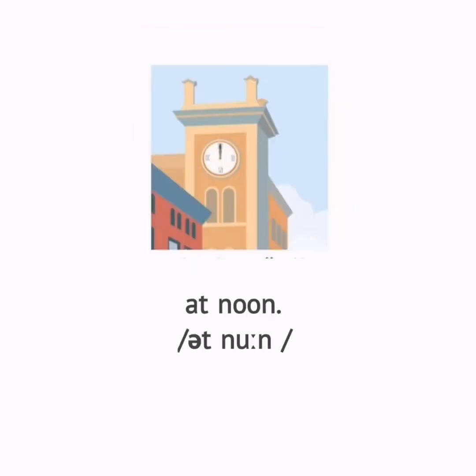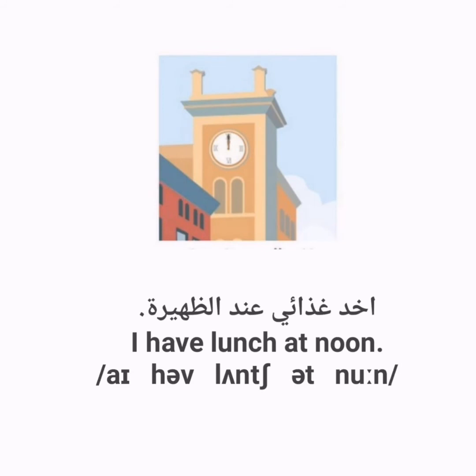For noon, we use the preposition at, and we say at noon, بمعنى عند الظهيرة. Repeat. As an example, we can say آخذ غدائي عند الظهيرة. I have lunch at noon. Repeat.